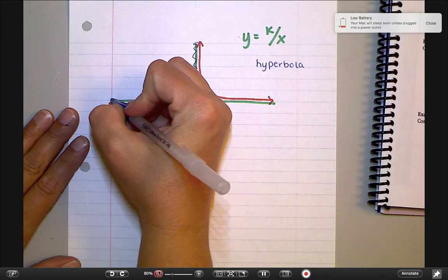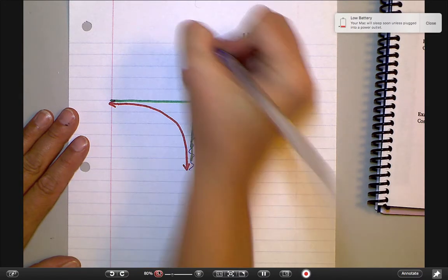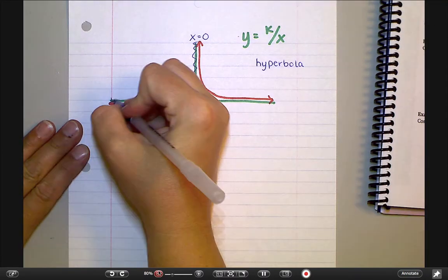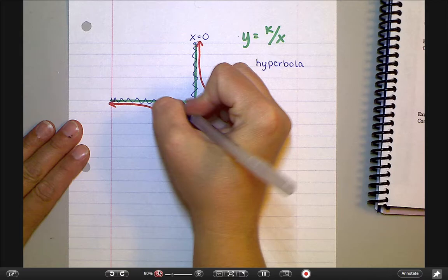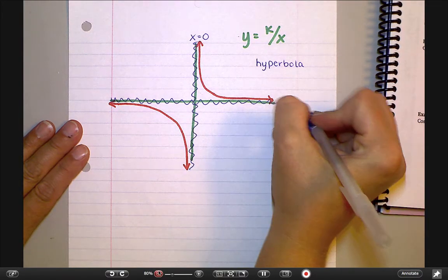Similarly, that line, by the way, would be the line x equals 0. If you think about how we name lines in algebra, x equals 0 would be that vertical line up the center. So that's one of our asymptotes. The other one is a horizontal line that runs this way, and that would be the line y equals 0.